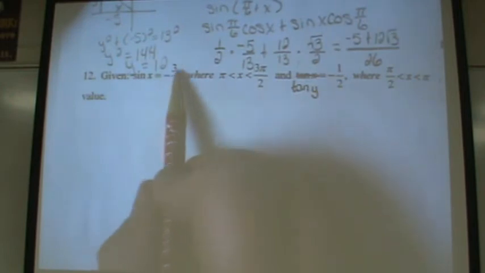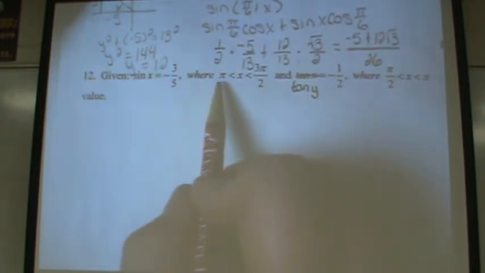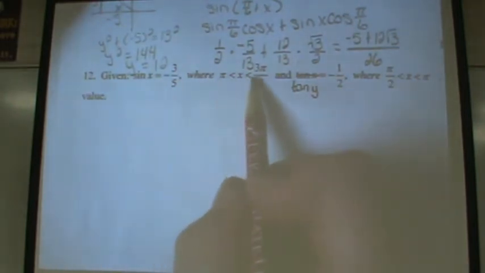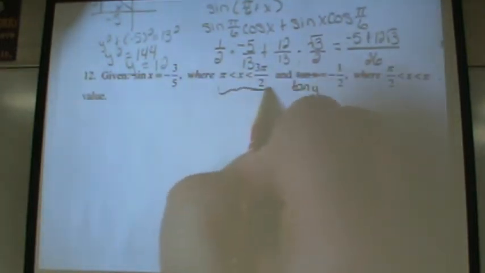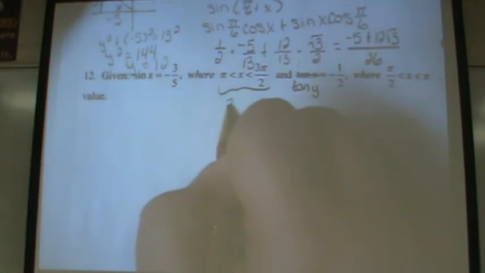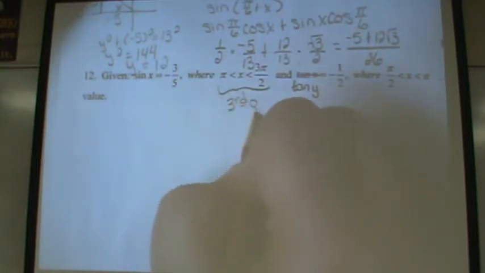And then finally number 12. Number 12 is very similar to number 11, except this time we're given two different angles. So this time we're given that sine x equals negative 3/5, and we're told that that angle is between pi and 3 pi over 2. So if we're between pi and 3 pi over 2, that tells us that we're in the third quadrant.